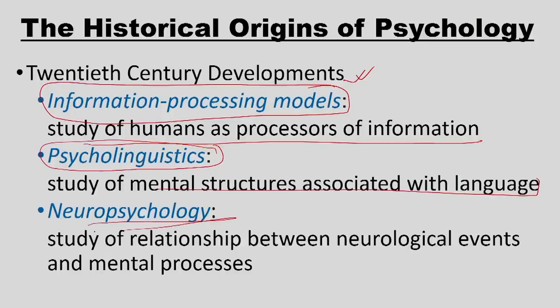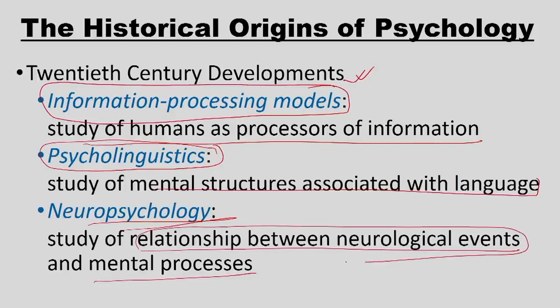And the third important school that came up in the 20th or 21st century was the study of neuropsychology. Now, neuropsychology is the field which actually studies how the brain makes the mind. It studies the relationship between neurological events and mental processes. For example, certain regions of the brain show activity. So they came up with MRI, fMRI, EEG, PET, all those machines, which showed that whenever a person does something, a mental event happens, and these events can be captured through certain processes in the brain, for example, blood flow, electrical activity in the brain, and so on and so forth.